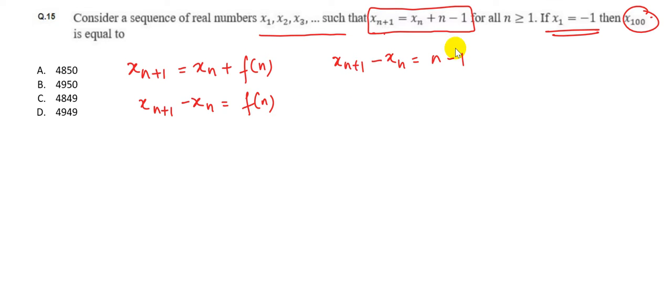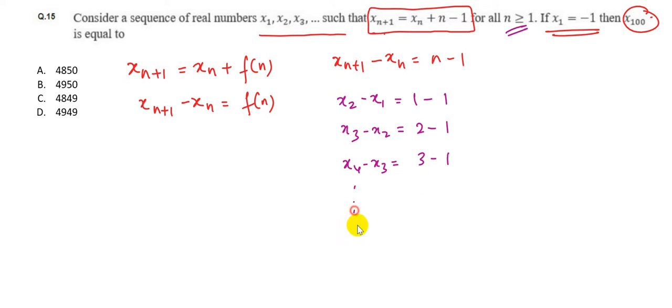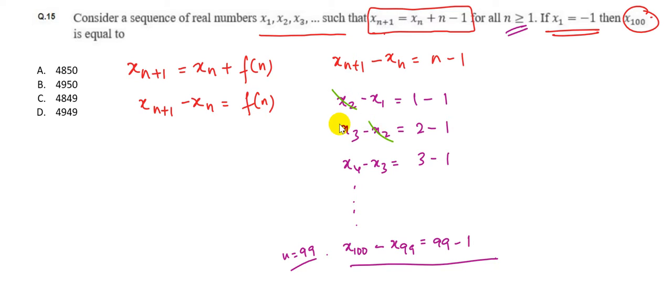So you start putting values of n starting from 1. If I put n equal to 1, then I get x2 minus x1 equals 1 minus 1. When I put n equal to 2, x3 minus x2 would be 2 minus 1. x4 minus x3 will be 3 minus 1, and this will continue up to x100. That means I am putting n equal to 99, so that n plus 1 becomes 100, x100 minus x99 equals 99 minus 1. So now if I add up all these, on my left hand side, these all will get cancelled.